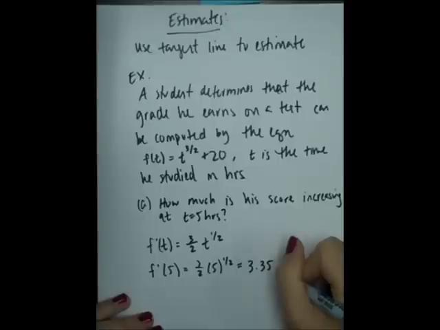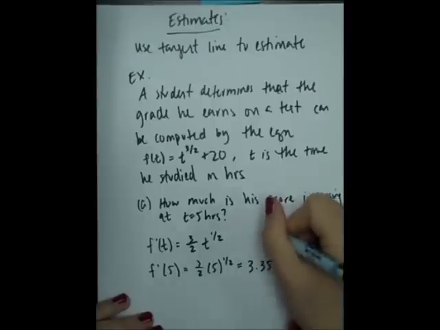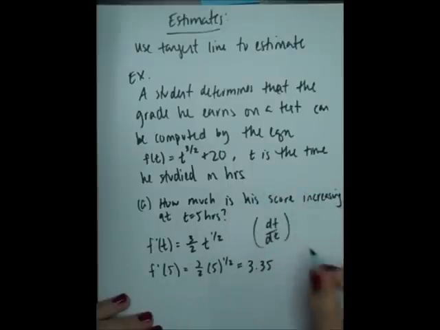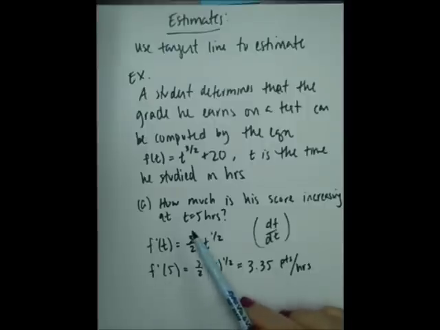Now what is this being measured in? Well, remember, the derivative was df dt. That's what we want to think. What is f being measured in? f is the score, so f is measured in points. And what is t measured in? t is measured in hours. So when studying at 5 hours, his score is increasing at 3.35 points per hour. That's what this is saying.